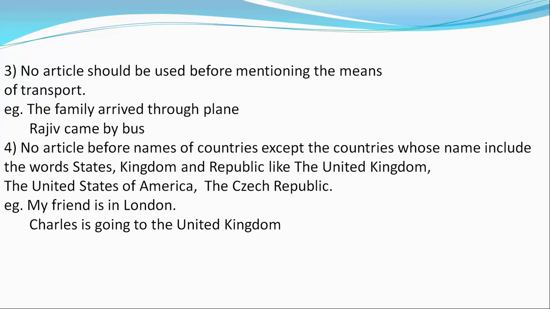You can use the article "the" before the countries whose names include words like states, kingdom, republic, etc. Like in the United Kingdom, the United States of America, the Czech Republic, etc. Take this example: My friend is in London. Here, London is the name of a city. So we don't have any words like states, kingdom, or republic in this name. So you should not use any article here. A zero article is the condition here.